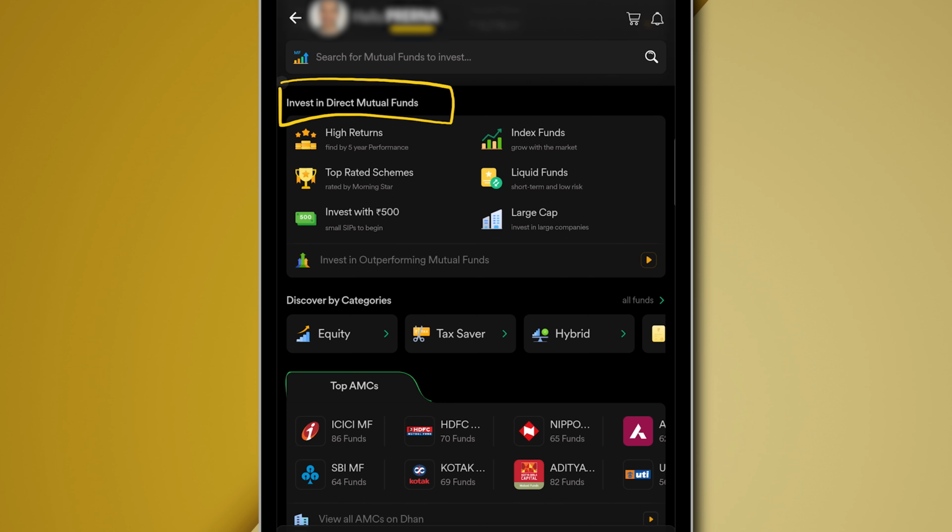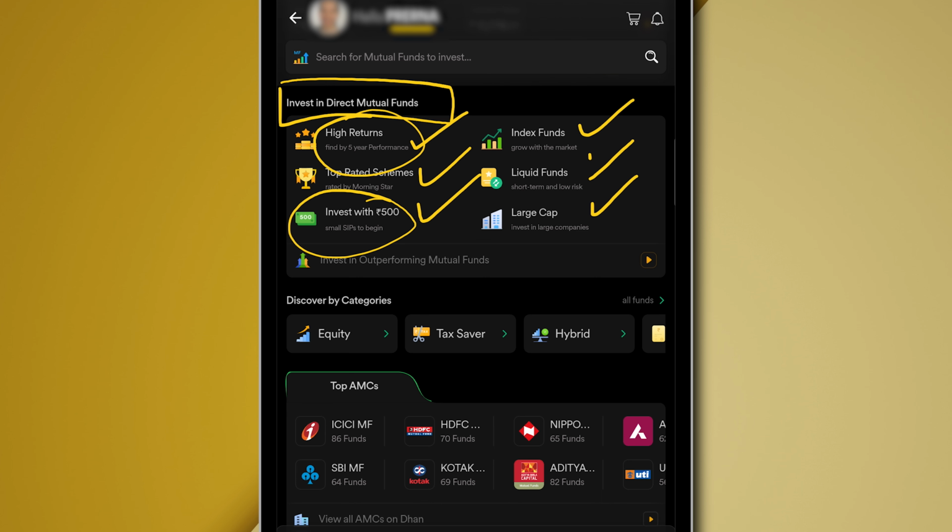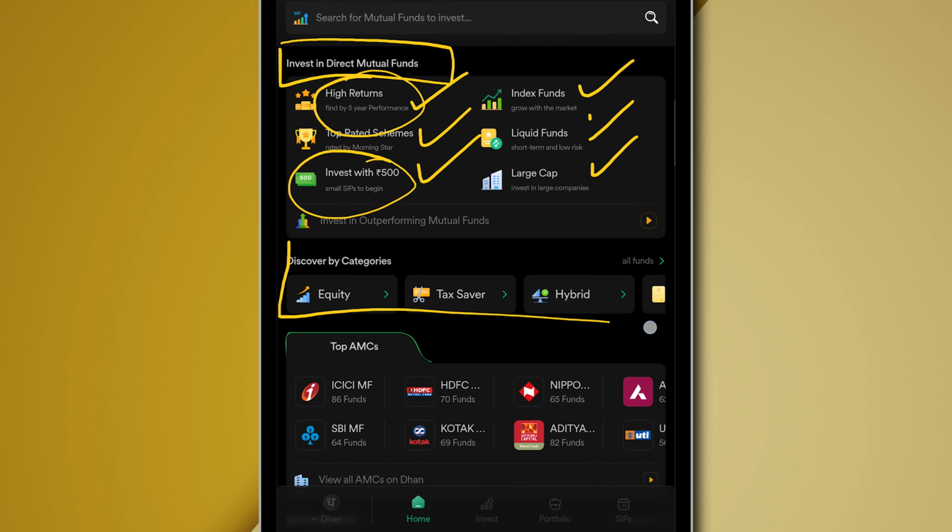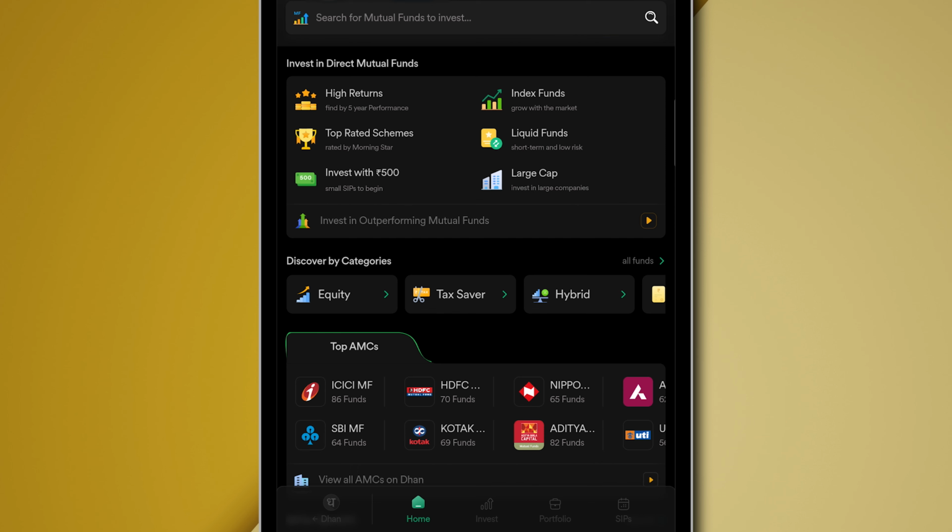There are direct mutual funds options over here which I want to explain to you, but the curated lists are over here: liquid funds, large caps, invest with just 500 rupees, or funds which have done well. Those are here. I can also look at different categories of funds. I can look at equity funds, tax saver funds, hybrid funds. There will be debt funds ahead. So there are multiple such options available.